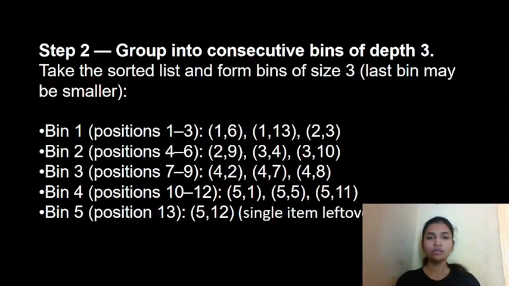Now step 2, group into consecutive bins of depth 3. In a consecutive way, we are writing this in sets of 3 pairs. Bin 1, bin 2, bin 3, bin 4 and bin 5. In bin 5 we are only having one pair because we are only having 13 ratings.